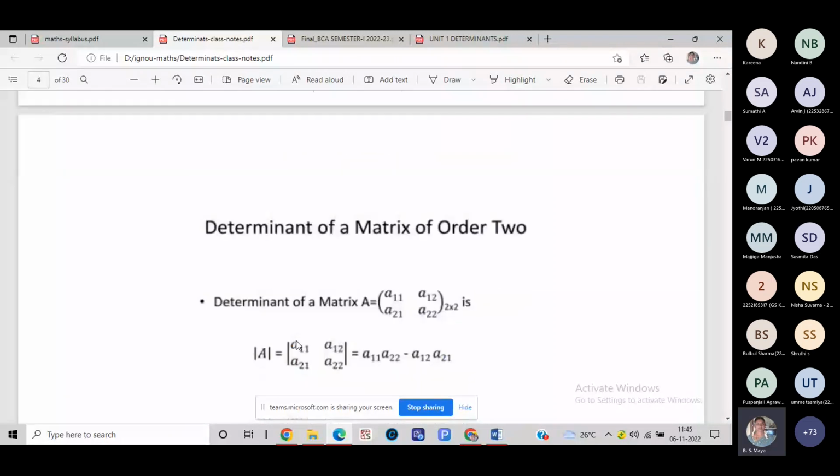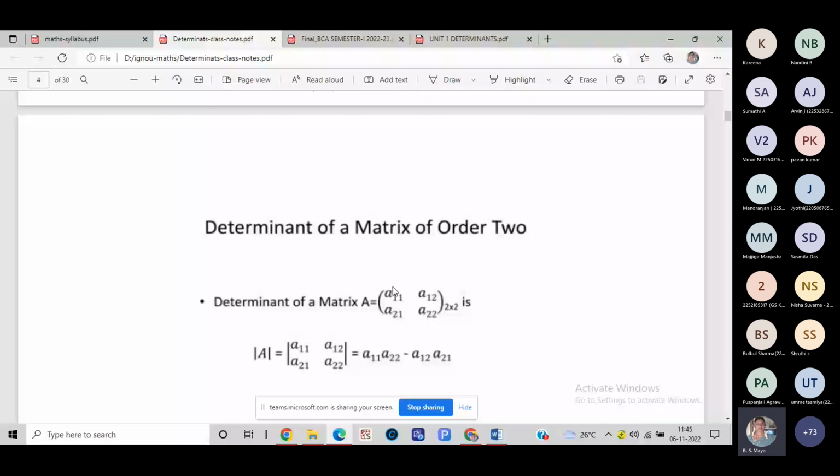See, we have order 2. The order 2 representation means we have 2 rows and 2 columns. That is called 2 cross 2. The first 2 is the number of rows, and the second 2 is the number of columns. The first row, first element is represented as a11. What is the meaning of a11? It is the first row, first column element.